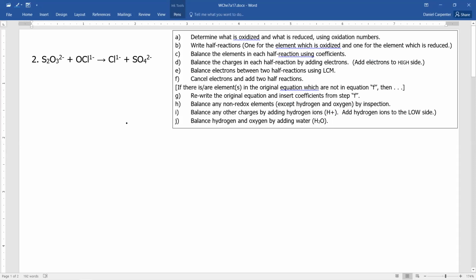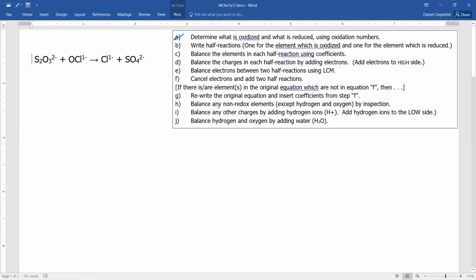So, first step, A, determine what is oxidized and reduced using oxidation numbers. Now you see all of these are ions. Now remember, before we go any farther, what you see there is the original equation. I'm going to get rid of the 2, maybe, so that you're not confused by it. That is the original equation.